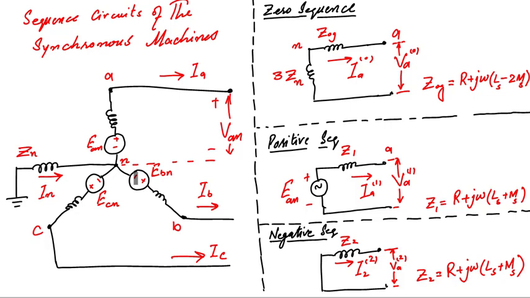Once we have the balanced voltages, it will only have the positive sequence component. Its negative sequence and zero sequence will be zero. So that's why induced EMF has only positive sequence component. It doesn't have any zero sequence or negative sequence component in it. So that's why source is appearing only in the positive sequence circuit of the generator.